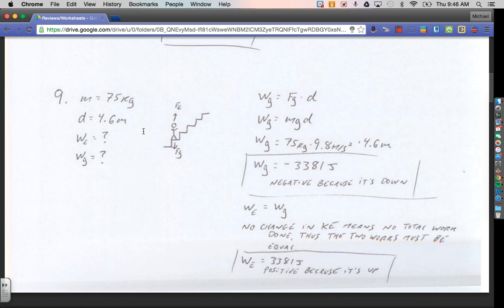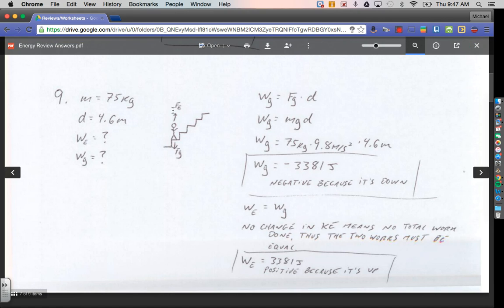The escalator moves the man at a constant velocity from the ground level to the floor above, which is a vertical height of 4.6 meters. What is the work done on the man by gravity? Work done by gravity. And what is the amount of work done by the escalator? That's WE here, escalator. So here's our drawing. The force of the escalator pushes up. That's the normal force pushing up on the man. And force of gravity is down.